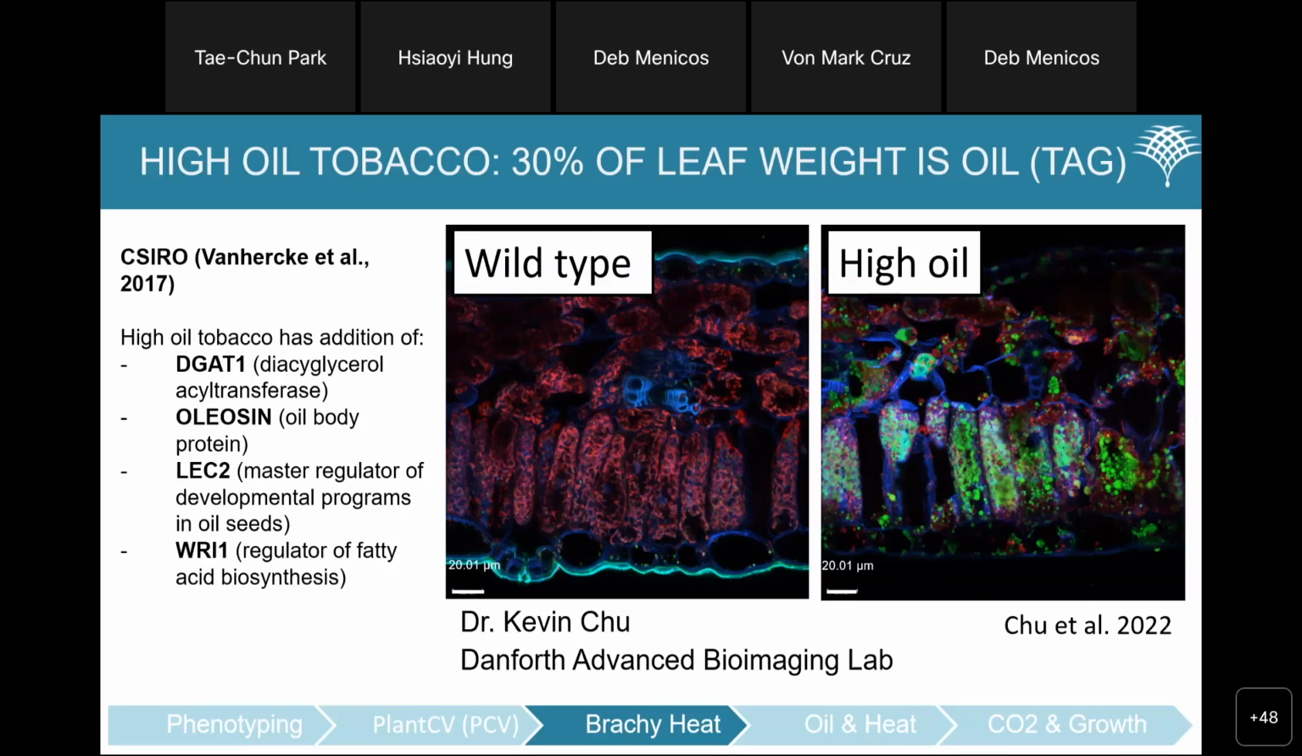So one interesting potential application for this is, well, why don't we have our tobacco growers down in North Carolina, instead of growing tobacco for cigarettes, maybe they can be growing tobacco as a bioenergy product instead.